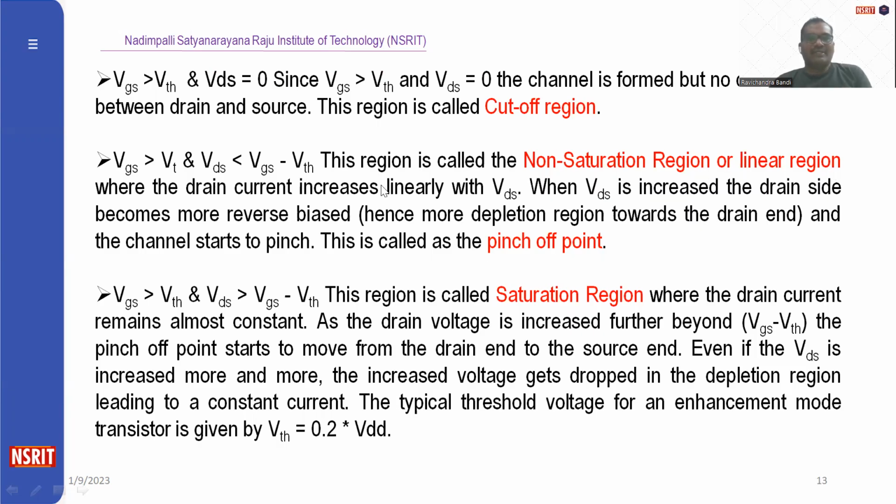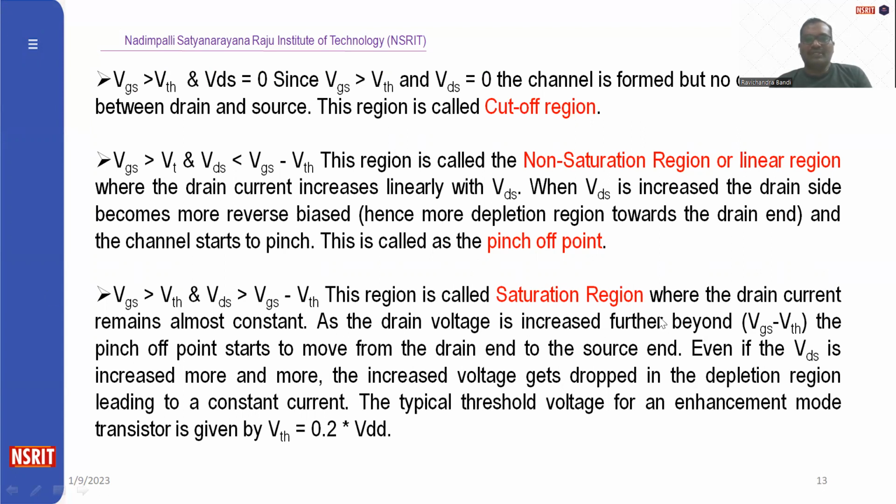Here the drain current increases linearly with VDS. As VDS is increased, the drain side becomes more reverse biased, hence more depletion region towards the drain end, and the channel starts to pinch off. This is called the pinch off point. When VGS is greater than VTH and VDS is greater than or equal to VGS minus VTH, this region is called the saturation region, where the drain current remains almost constant.